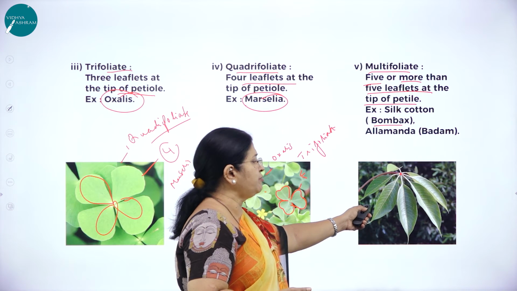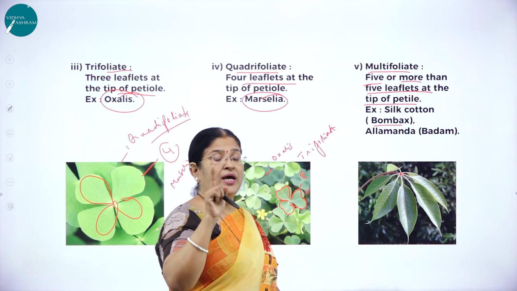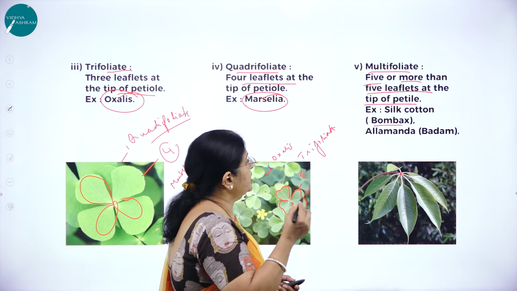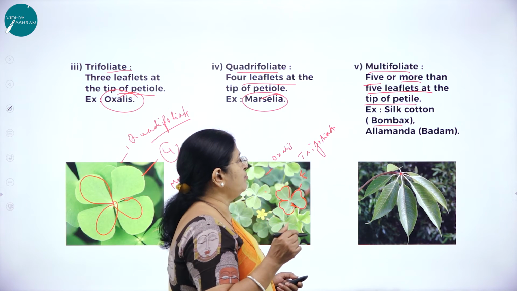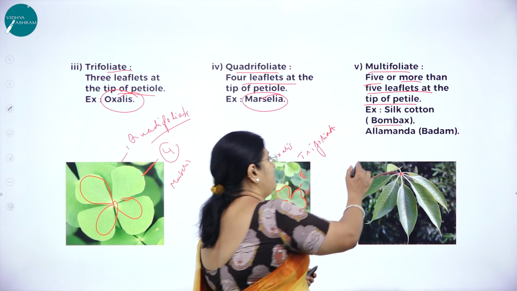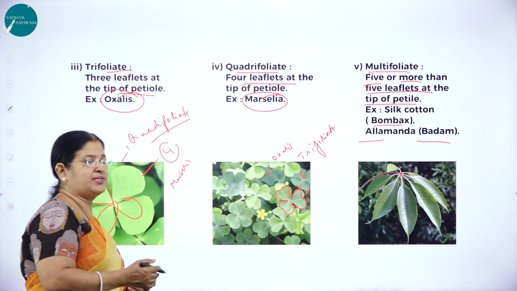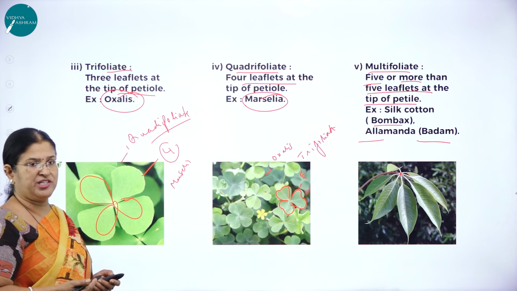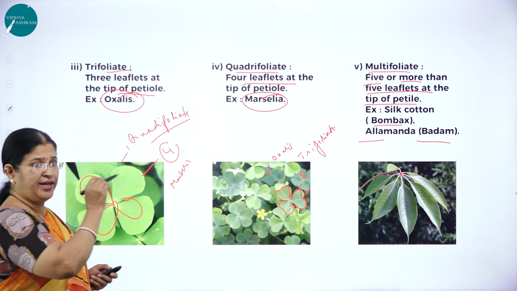Here you can see in this beautiful picture, 5 leaflets arising from a common point. As you all know, leaf arises from what? A node, right? So here that common point at the tip of the petiole, that is silk cotton, bombax, and one more called alamanda, that is badam. If you have observed all these plants, you will understand what are the types of leaf, what are the types of arrangement of leaves. So moving on to trifoliate, quadrifoliate, multifoliate.